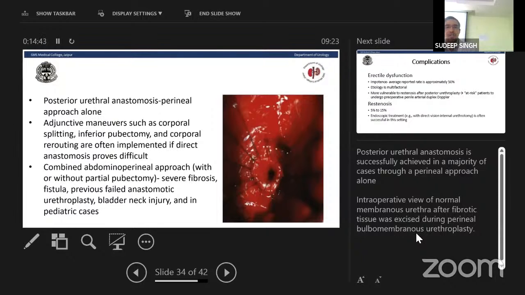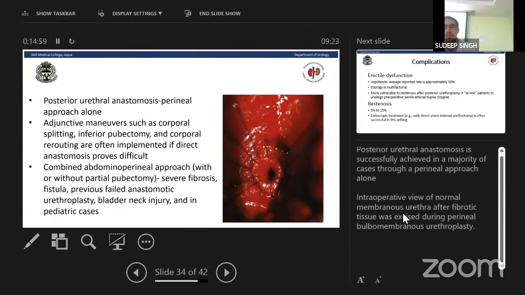The adjunctive maneuvers include corporal splitting, in which we can split the corporal bodies, inferior pubectomy, and corporal rerouting. They may be implemented if the direct anastomosis is difficult or there is tension in the anastomosis. This is the intraoperative view of normal membranous urethra after the fibrotic tissue has been excised during perineal bulbomembranous urethroplasty. A combined abdominoperineal approach may be done in case of severe fibrosis, previously failed anastomotic urethroplasty, a bladder neck injury, and in pediatric cases.